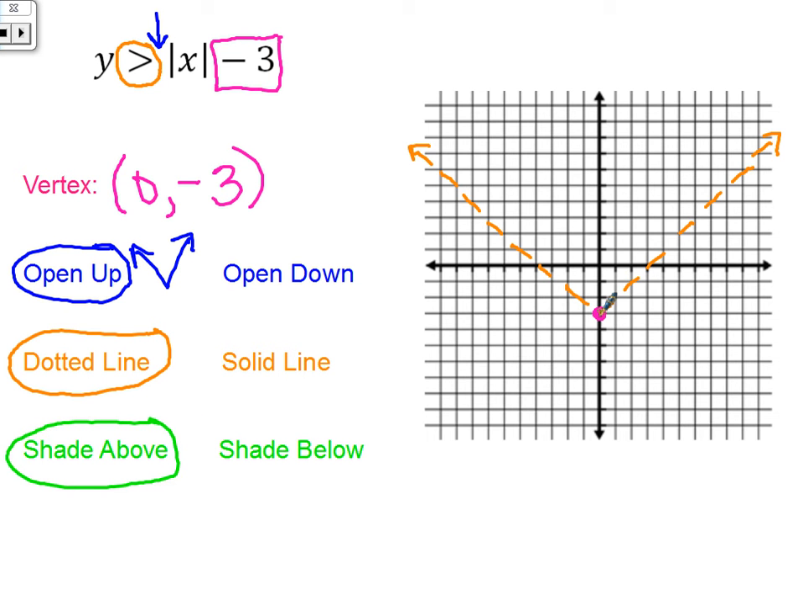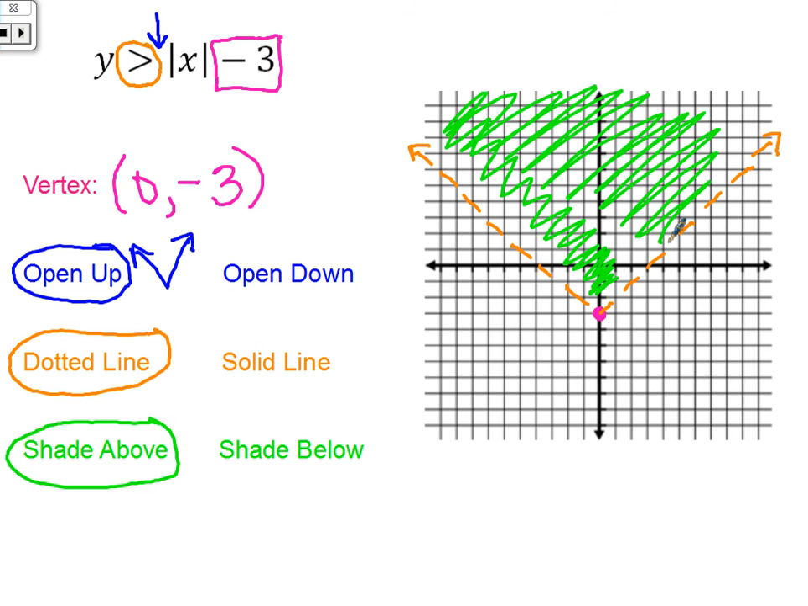And again, begin at your vertex, and above means on top of. So I'm going to go above or up from my vertex to know that I have to shade on this side of the line. Shading in the entire thing. And you are done with your graph.